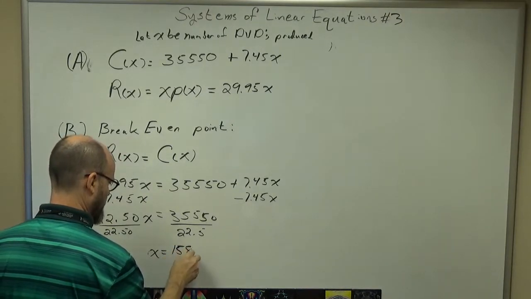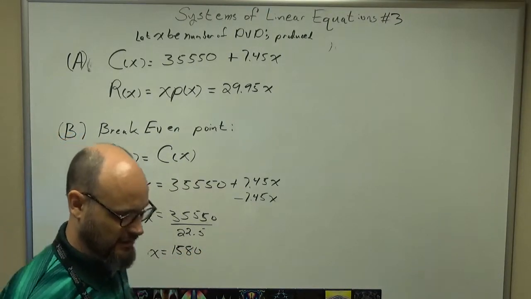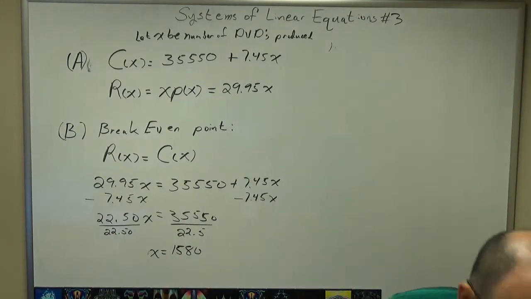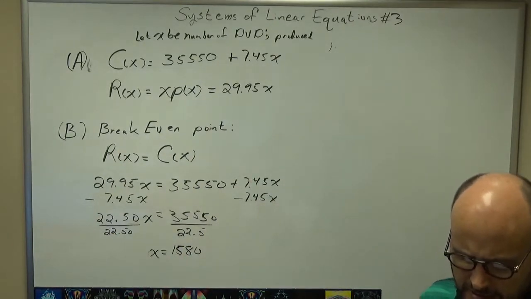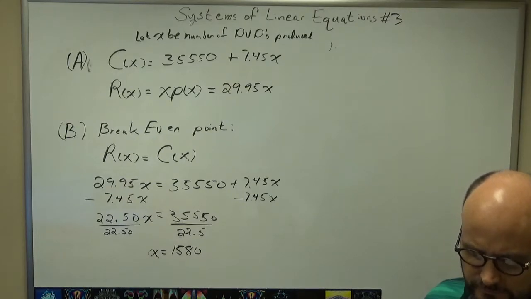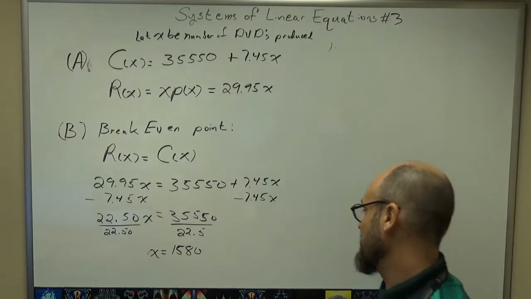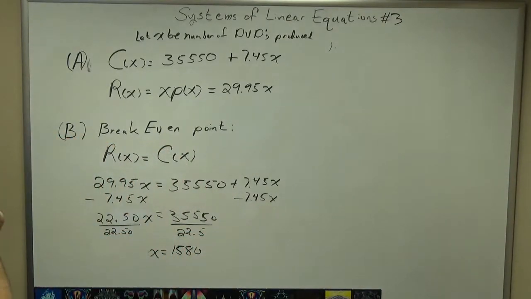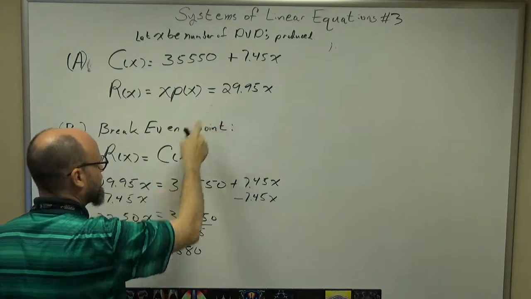That's how many DVDs I need to sell in order to break even, which means I need to make that many too. So that's the break-even point. The cost or the revenue, they'll be the same. I'd probably use the revenue function. They'll be the same no matter what, but just plug it in here. They don't ask that question.